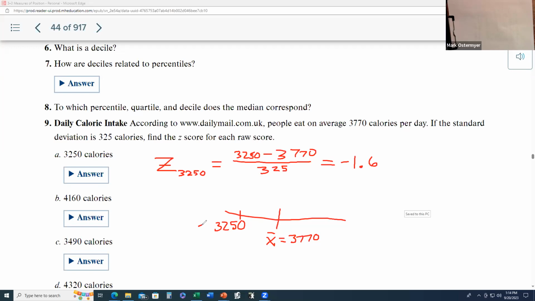So this 3,250, do you agree, is really X bar, we're assuming this is a sample, minus 1.6 times what? Lowercase s. Do you agree? Isn't that what it's saying? 3,250 is 1.6 standard deviations below the mean. So it's equivalent to X bar minus 1.6 times the standard deviation of this data set. Correct? That's what it's saying.